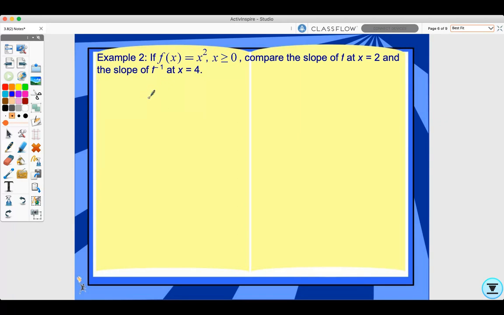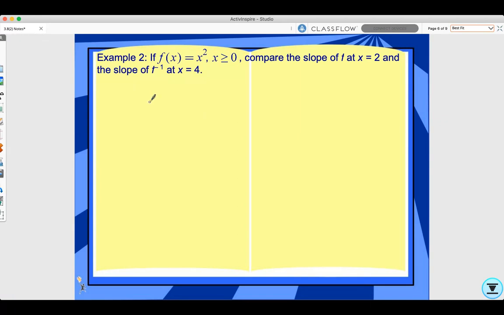Example 2, if f of x equals x squared, where x is greater than or equal to 0, compare the slope of f at x equals 2 and the slope of f inverse at x equals 4. So first, in order to find the slope, you need the derivative. So I'm given f of x equals x squared. So let's go ahead and find the derivative at 2. So I'd have f prime of x equals 2x. So f prime of 2 equals 2 times 2, which is 4.